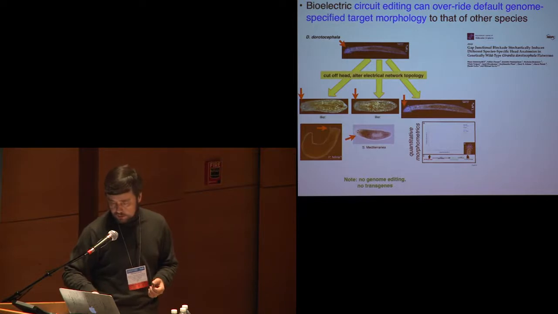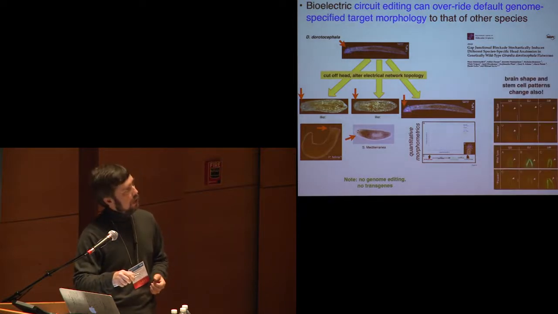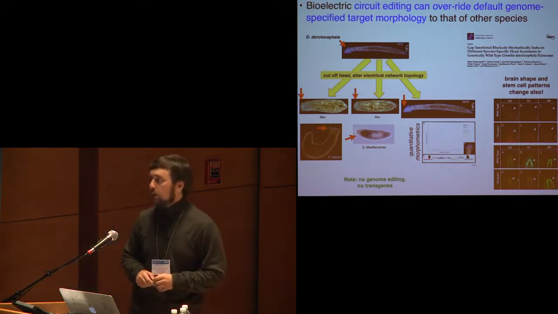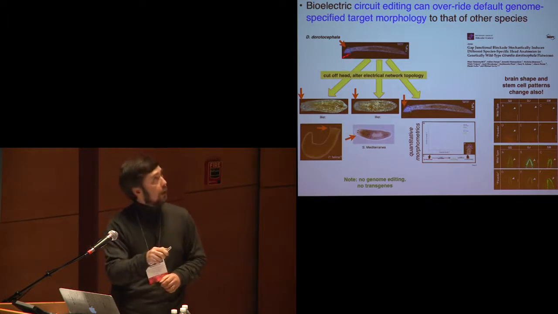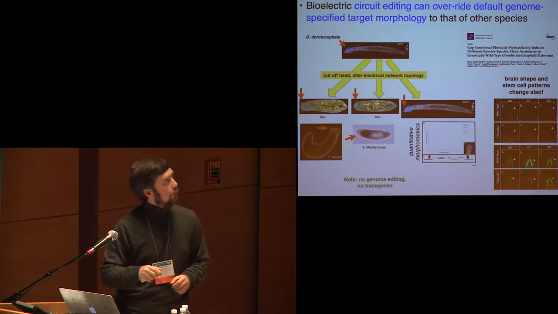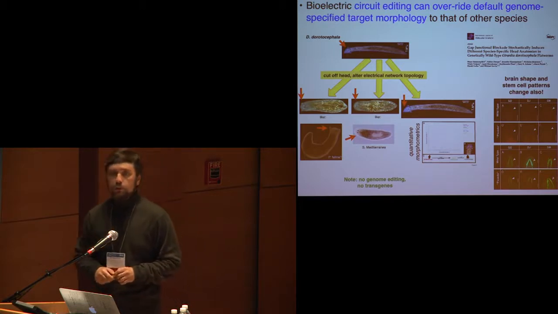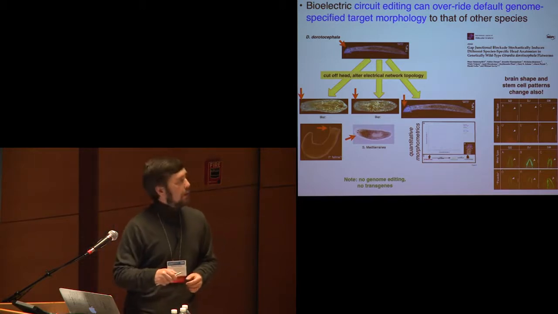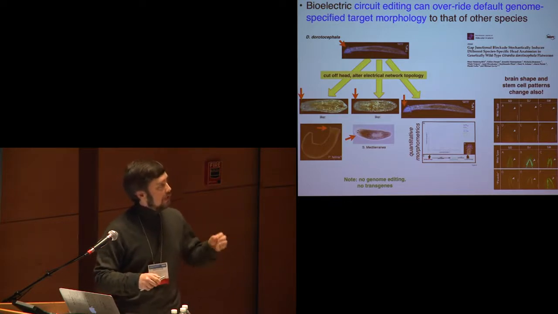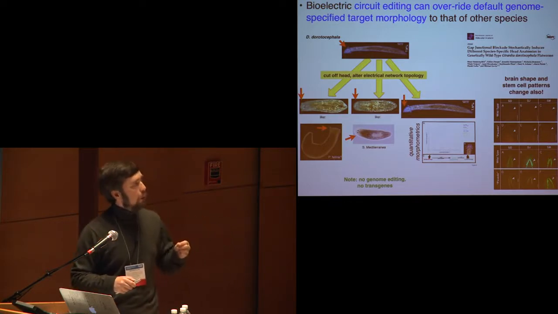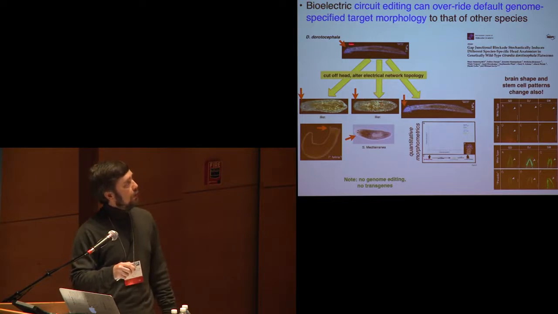And note that you get not only changes in head shape, and we've analyzed this with morphometrics and so on. So not only do you get the shape of these other species, but you actually get the brain shape and the stem cell distributions appropriate to these other species. These guys are about 150 million years distant from the planaria that you started with. And keep in mind too, there's no genome editing here. The genomic sequence is completely normal, has not been touched. There are no transgenes being introduced. This is a purely electrical modulation of the network that gets you from this species-specific morphology to a completely different species-specific morphology.